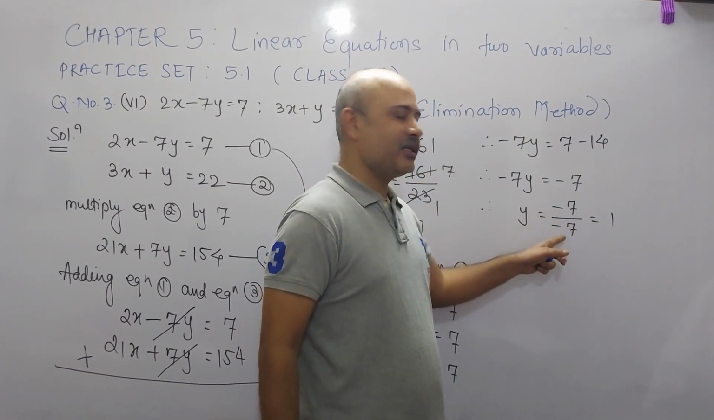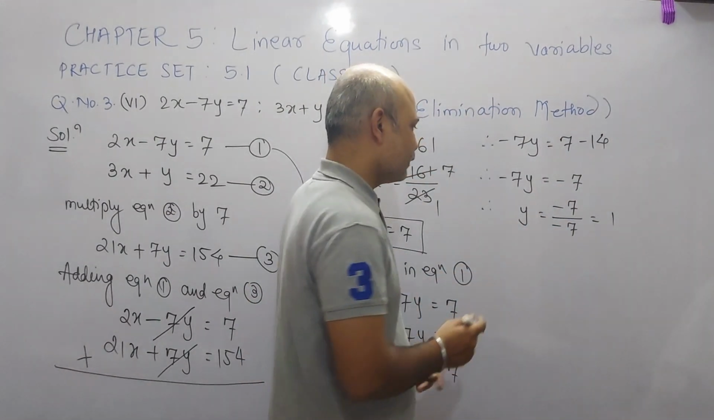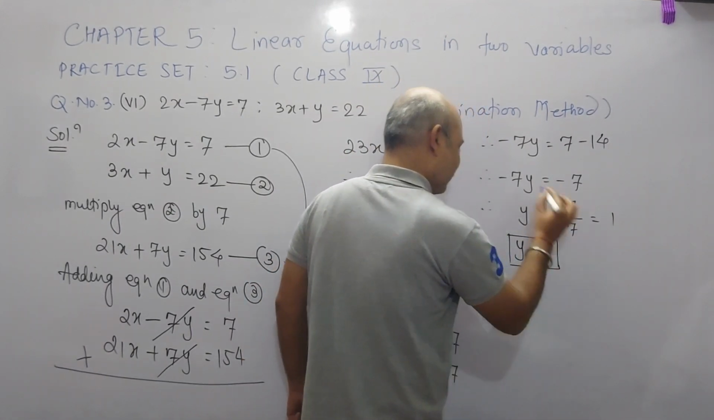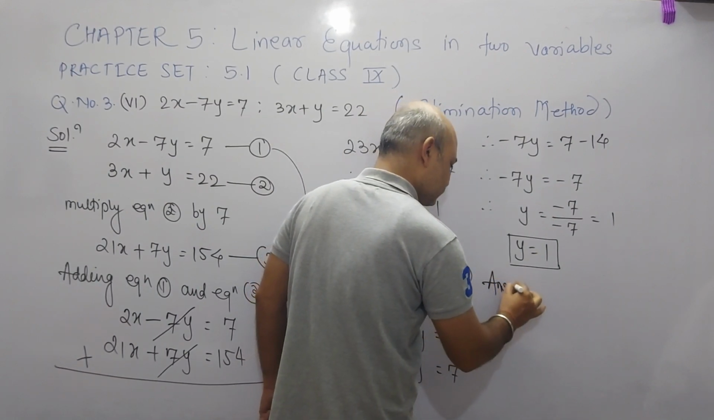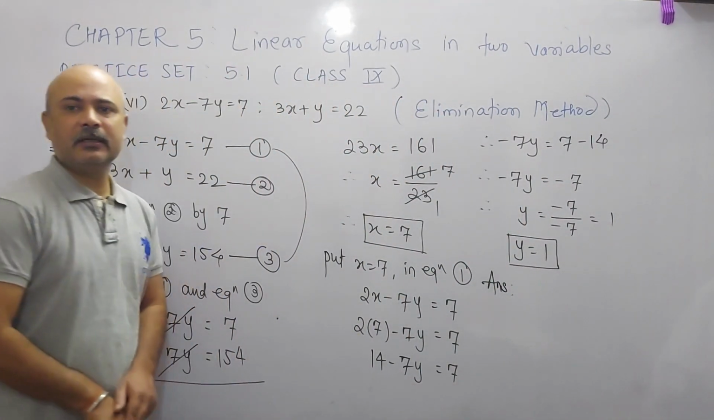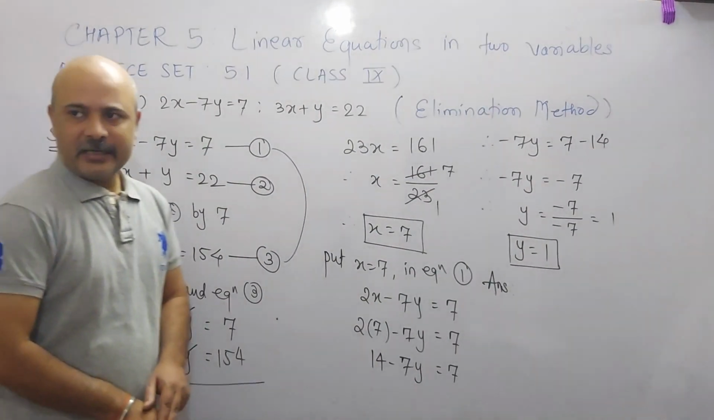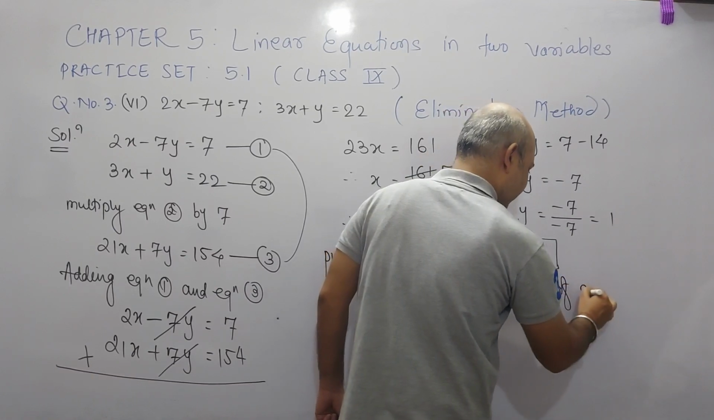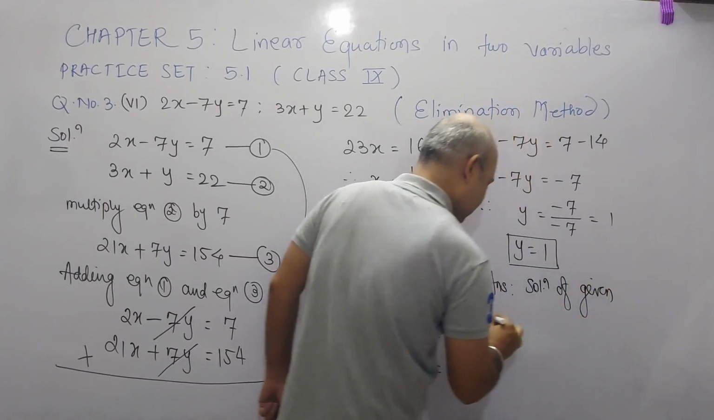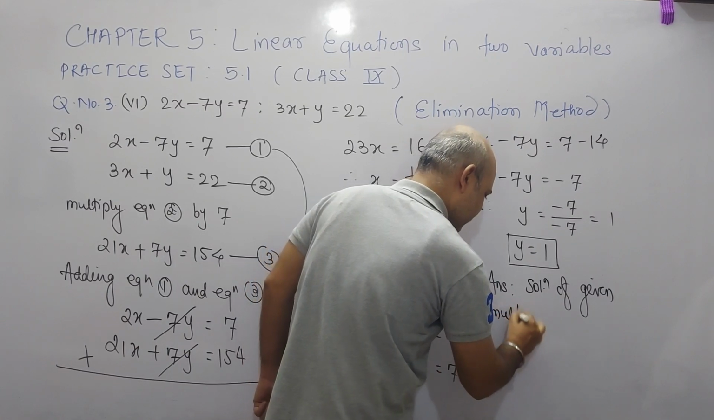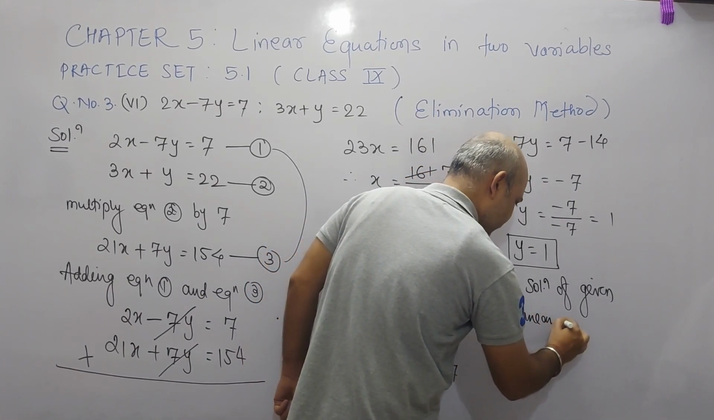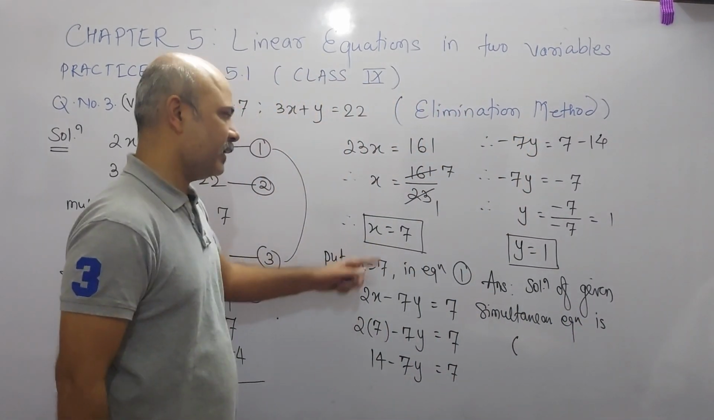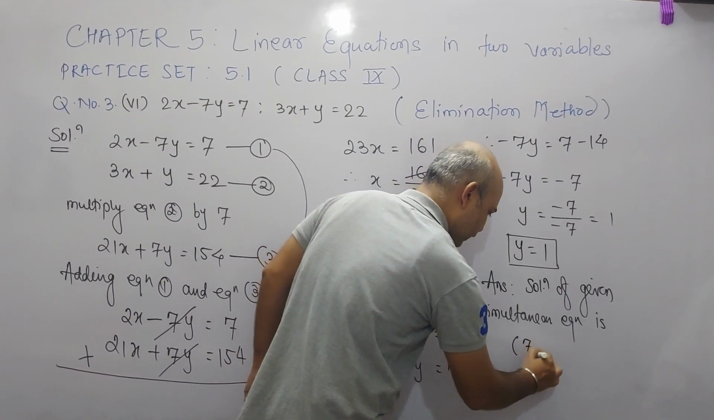Means if the same number is divided by the same number, the answer is always 1. So what is the value of y? y is 1. And finally what will you write? You will write the answer. The solution of the given simultaneous equation is x is 7 and y is 1.